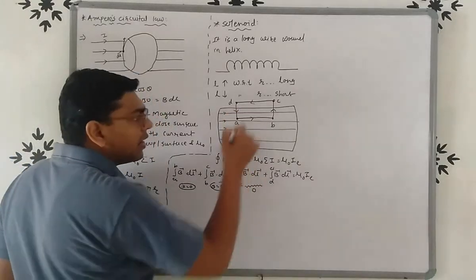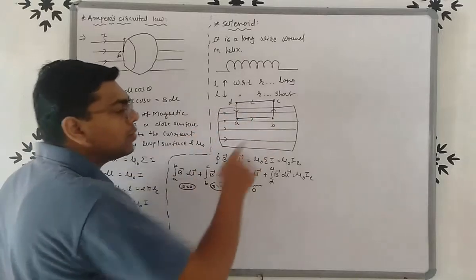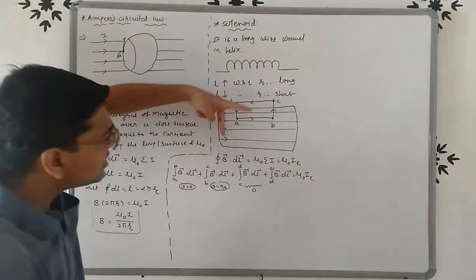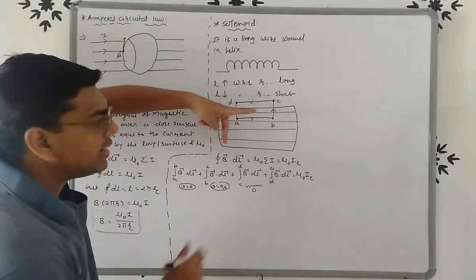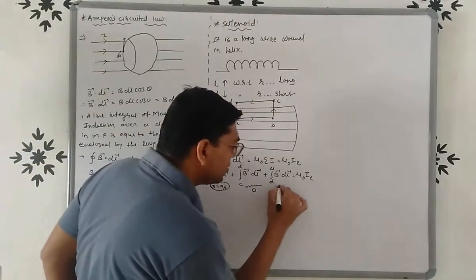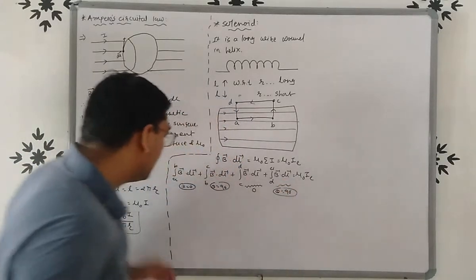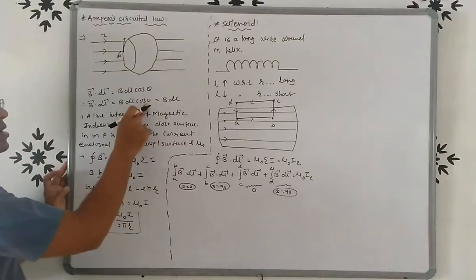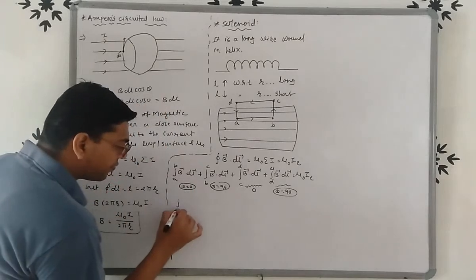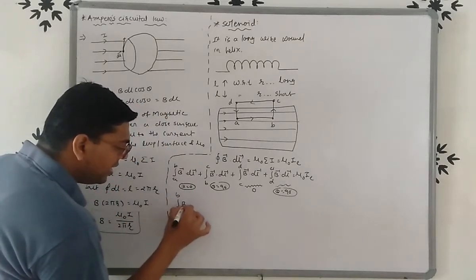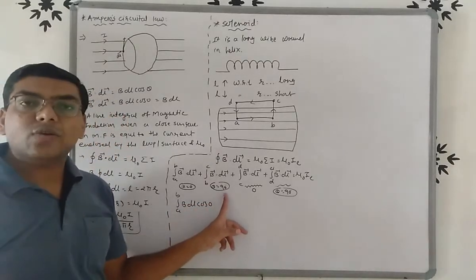Now D to A, see here friends once again, dl is in the downward direction and the magnetic field is towards the x direction, the right-hand side. So once again the angle is 90, so theta is 90, right? See here friends, if theta is 0, then B dot dl is B dl. So integration A to B B dl cos 0. Now cos 90 is 0.